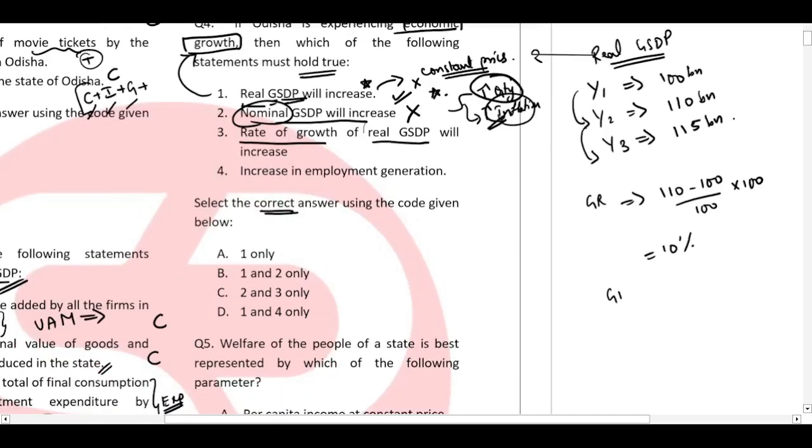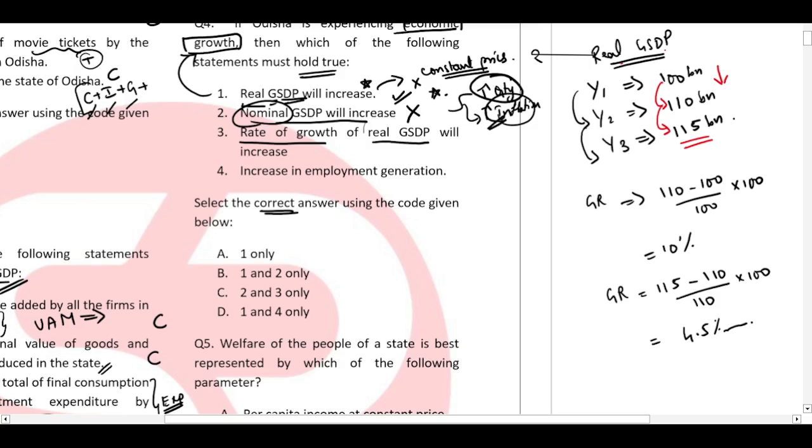Then if you take the growth rate for the year 2 to year 3, it will be 115 minus 110 divided by 110 into 100. That comes to approx 4.5 something percentage. So if you see here, in terms of the absolute value, from 100 billion to 110 billion, the real GSDP is increasing. Again, from 110 billion to 115 billion, the real GSDP is increasing.